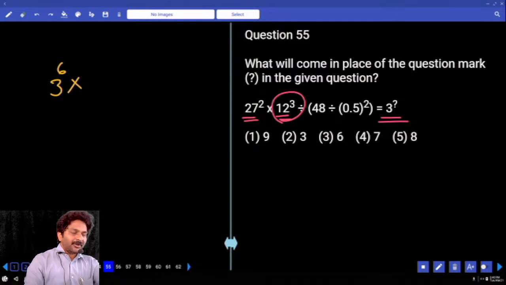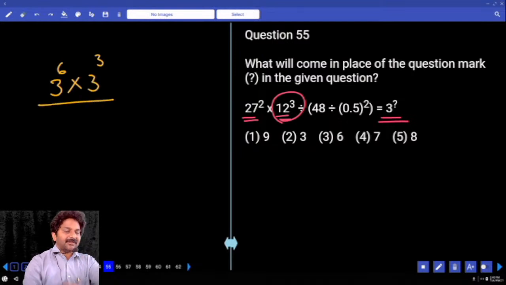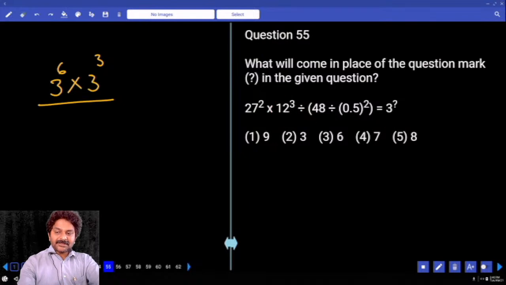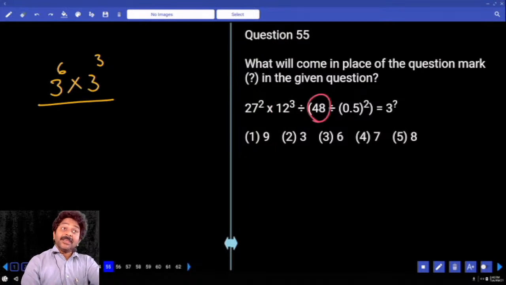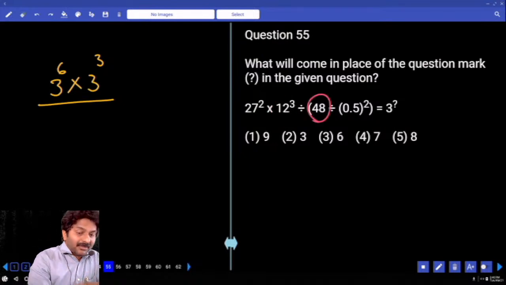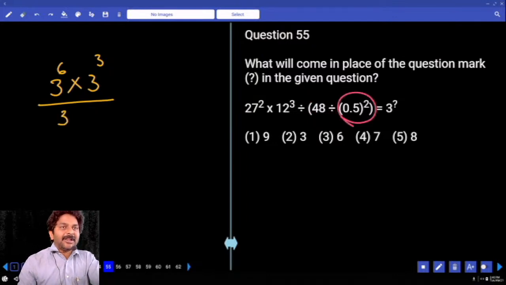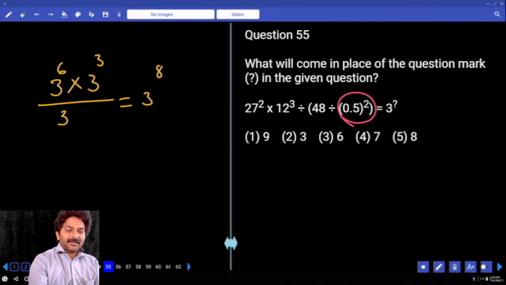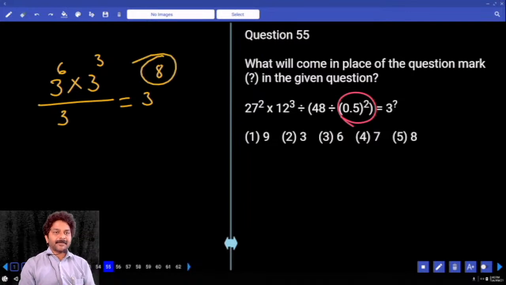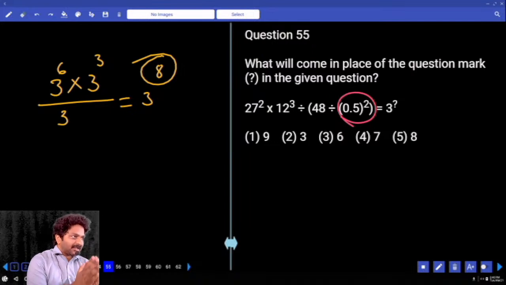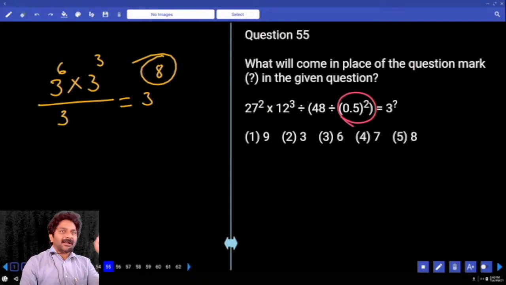Right, I don't need 4 cube, I need only 3 cube. Divided by 48. Is it 3 multiple? Is it 9 multiple? It has only 3 multiple. The other number 0.5. Do you have 3 multiple here? No. So numerator 3 power 9 by 3. Answer 3 power 8. 8 is the final answer. We only need the multiples and powers of the number the question mark is asking about; the rest we don't need.